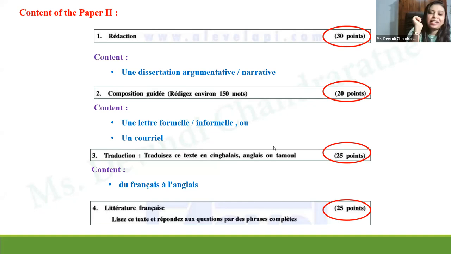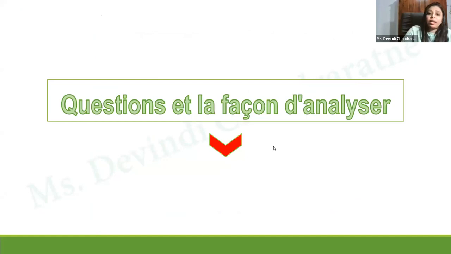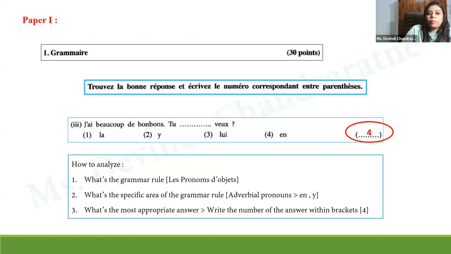Now let's move on to the way of analyzing these questions. Again, I'm moving on to paper one. You will have the grammar questions. 15 MCQs would be there in the grammar section, allocated 30 marks. It's a big deal, and if you tackle the questions well, you can easily grab these 30 marks. So I'm going to take an example and explain the way to analyze this, right?